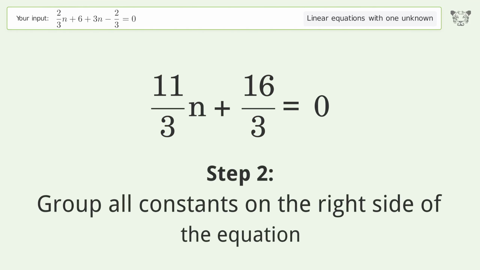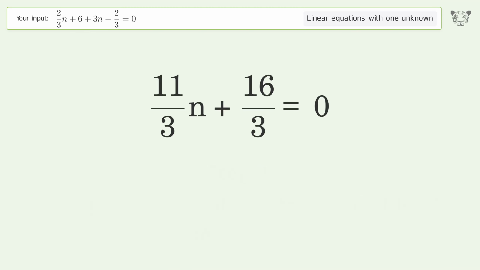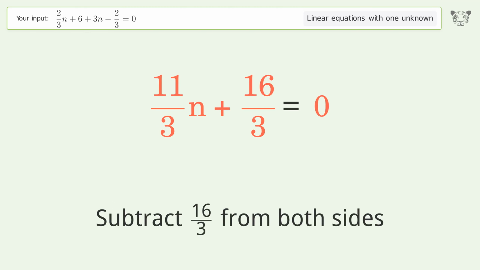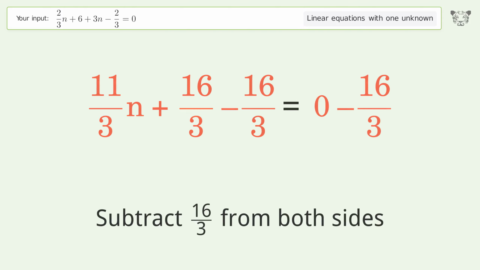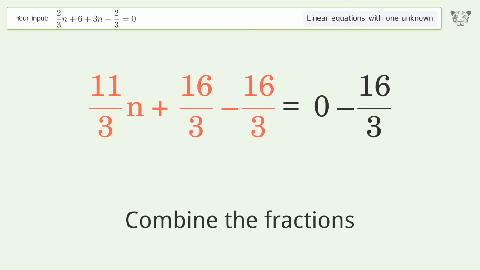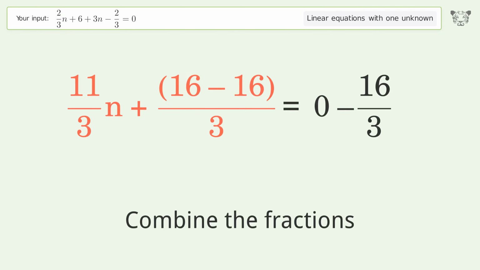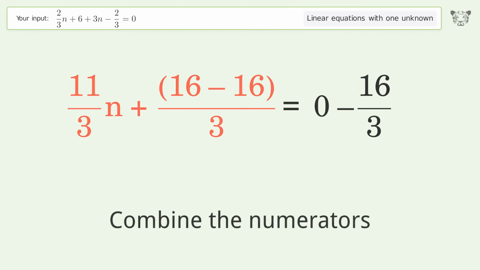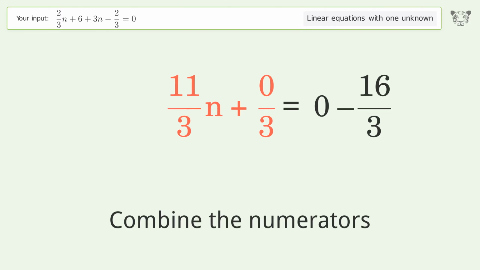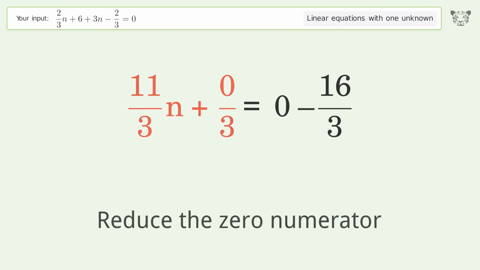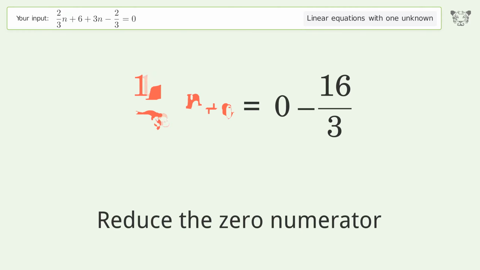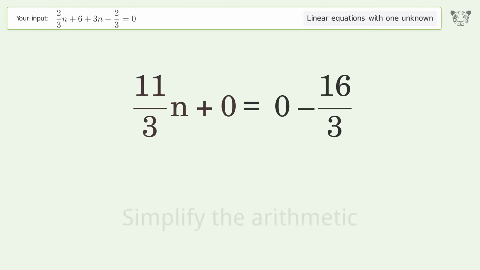Group all constants on the right side of the equation. Subtract 16/3 from both sides. Combine the fractions. Combine the numerators. Reduce the zero numerator. Simplify the arithmetic.